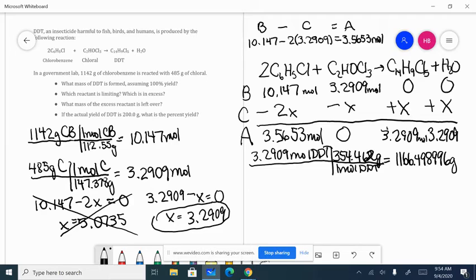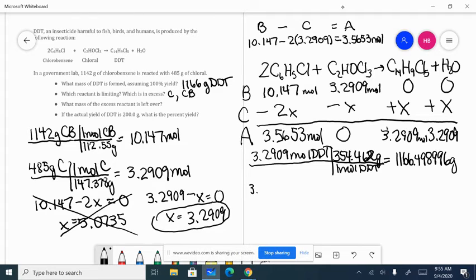When I report this answer, I'm going to report it in 4 sig figs. But if I need to use that number for further calculations, I'm going to use the raw value. Which reactant is limited? That's going to be the chloral. Which reactant is in excess? That's going to be the chlorobenzene. What mass of the reactant in excess is left over?